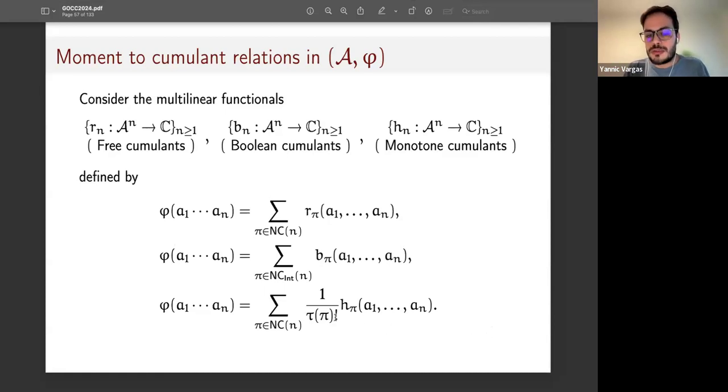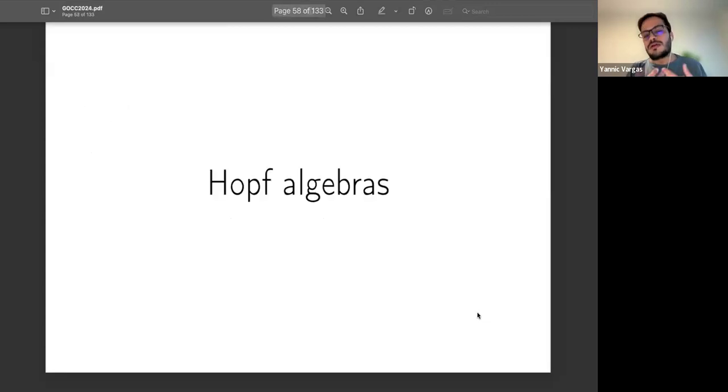So for monotone, I'm also using non-crossing partitions, and I have to multiply by this special term. This is the factorial of a 3 associated to a partition. We're not going through that, but I just want to show you the relation between moment and cumulant under this new perspective of non-commutative probability. All right, so now let me tell you why Hopf algebra entered the scene.